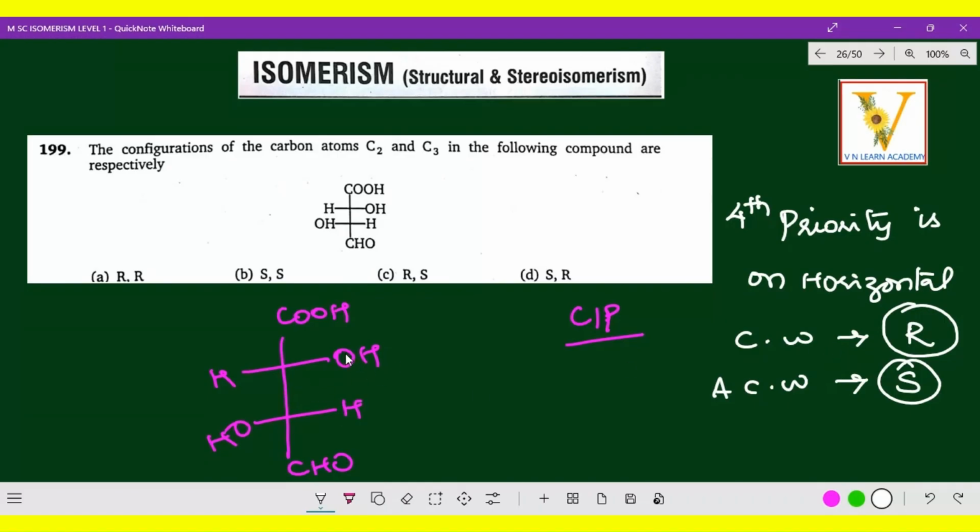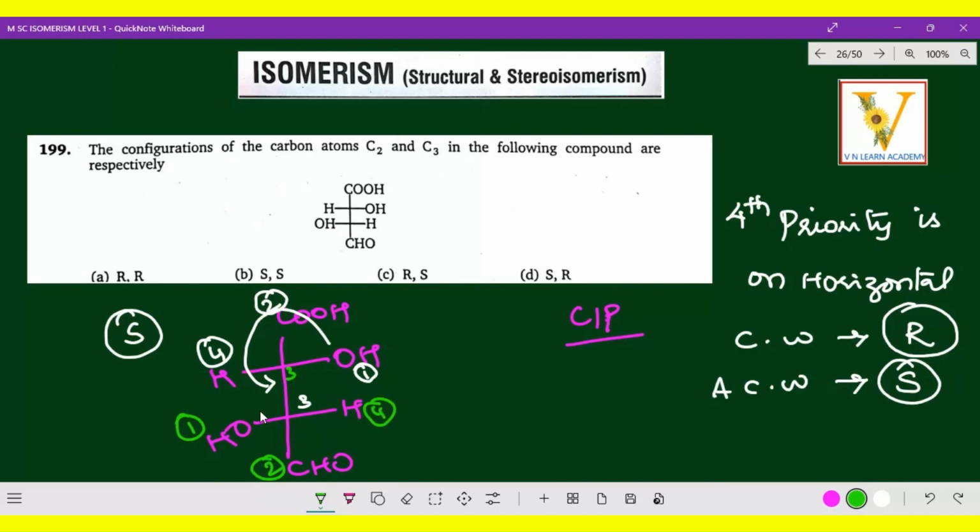Now according to atomic number, the higher priority is 1, of course this is 2, this is 3, and this is the fourth priority. So we can go like this only. This is anti-clockwise, and anti-clockwise means S. The same way, for the next one, higher atomic number is priority 1, of course this is 2, this is 3, and this is 4. Here this is clockwise, and clockwise means R. So this is S and R according to the CIP rule.